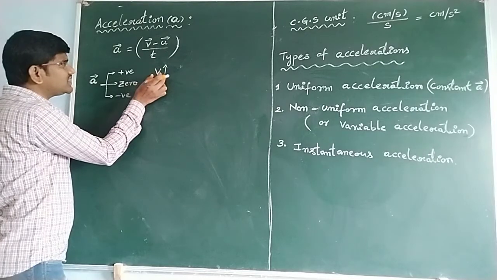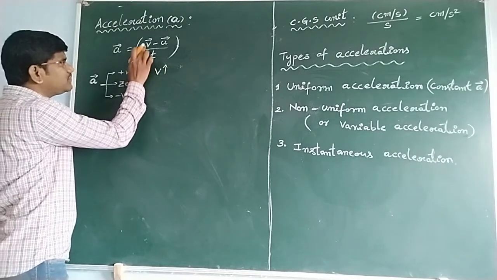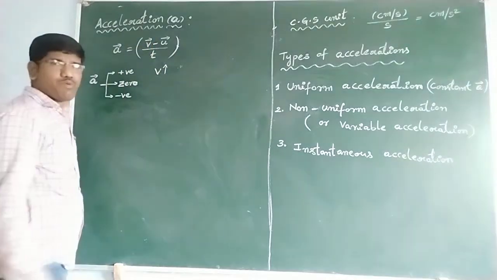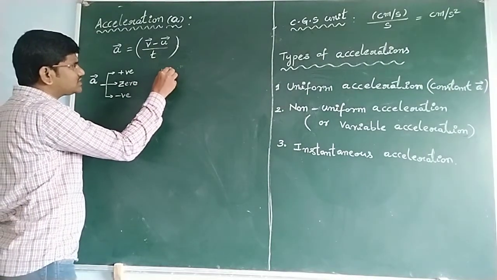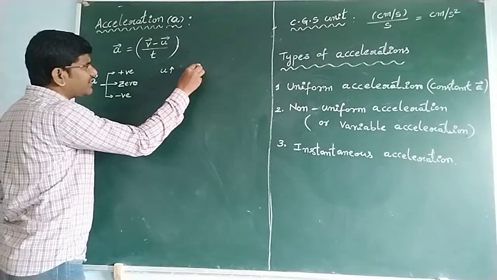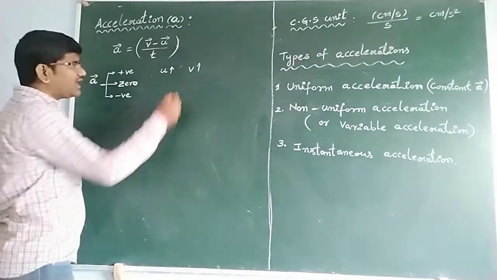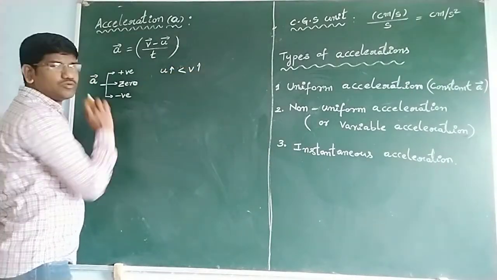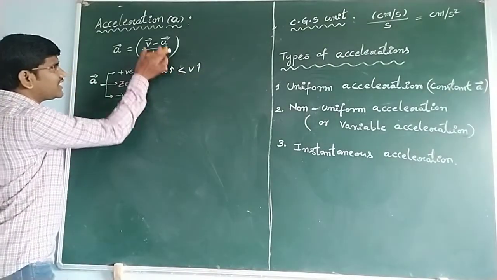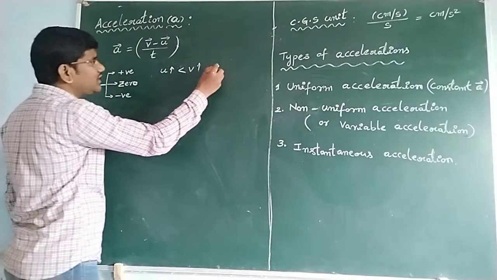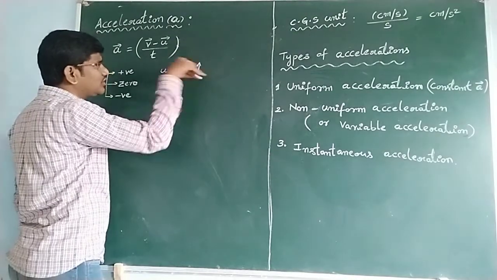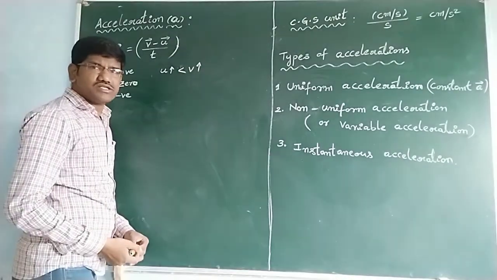Velocity increases means the final velocity will be more than the initial velocity. Since it started with some initial velocity u, and this u goes on increasing, and the final velocity becomes some v, and v is more than u. Then the change in velocity I will get is positive. Whenever the change in velocity is positive, acceleration will be positive. So acceleration will be positive.